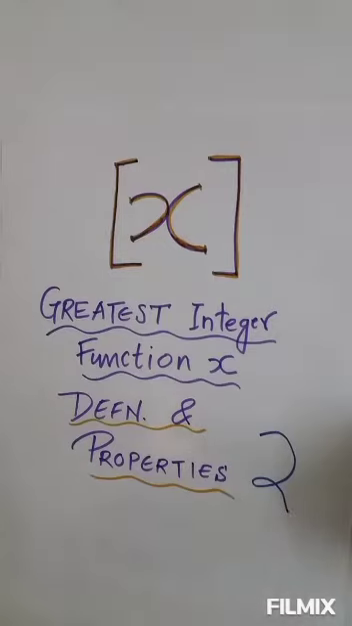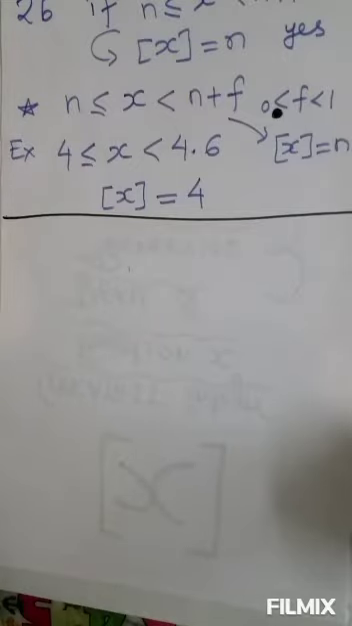So let's discuss the properties of the greatest integer function. In part 1 we saw the definition and some examples. We will continue with that. So let's take an example now.